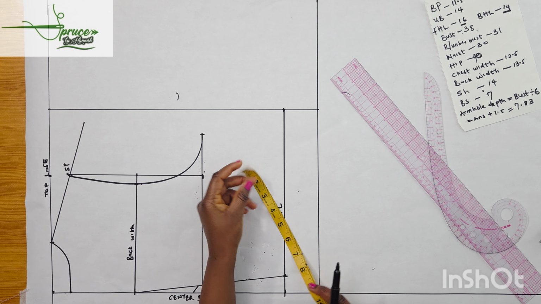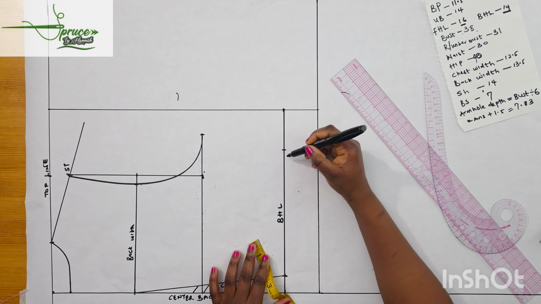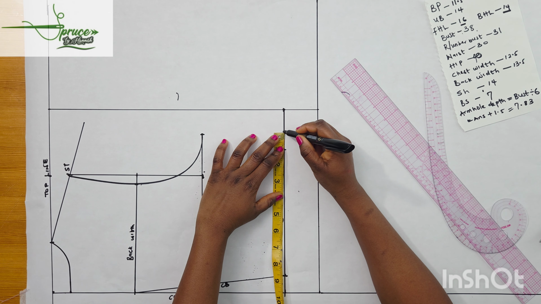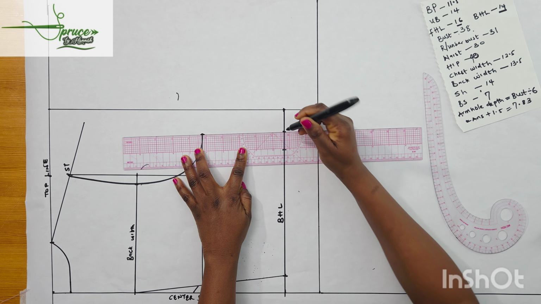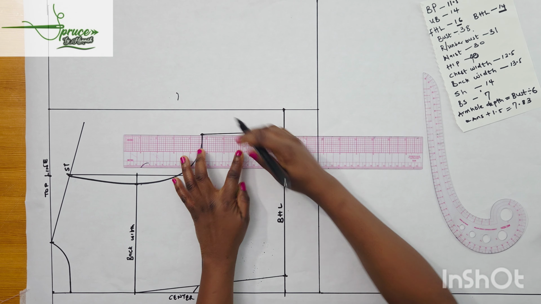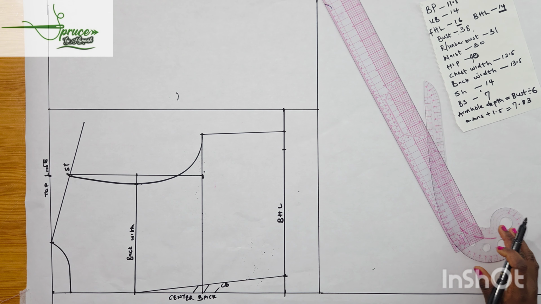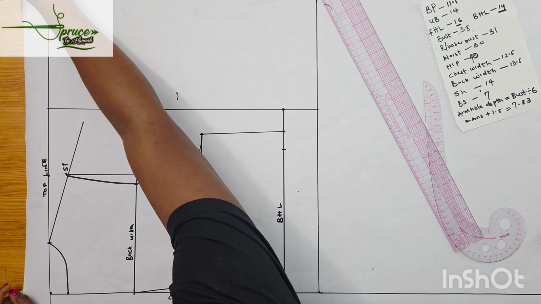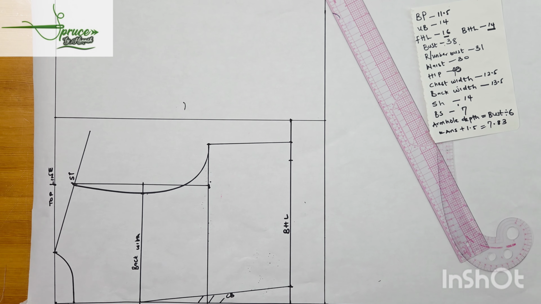The next thing to do is to enter your waist measurement. And after doing that, you're going to add 1 inch dart allowance, and you would connect that to your bust line like I am doing. So at this point, I am going to move to the front and start the front pattern before we come back to the back to complete the hip depth measurement on the back.